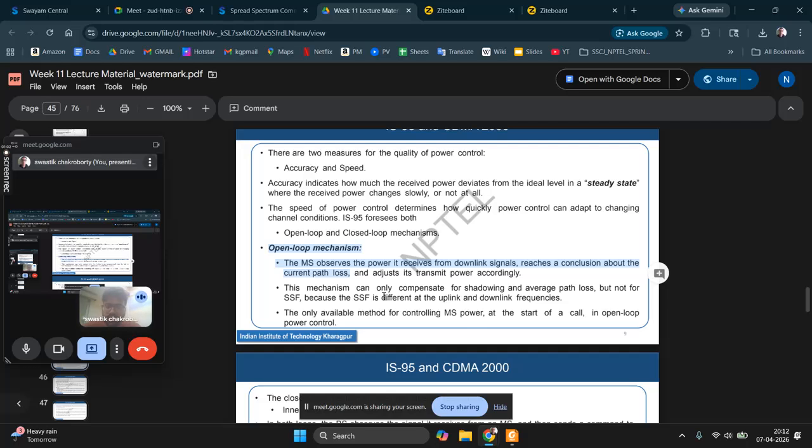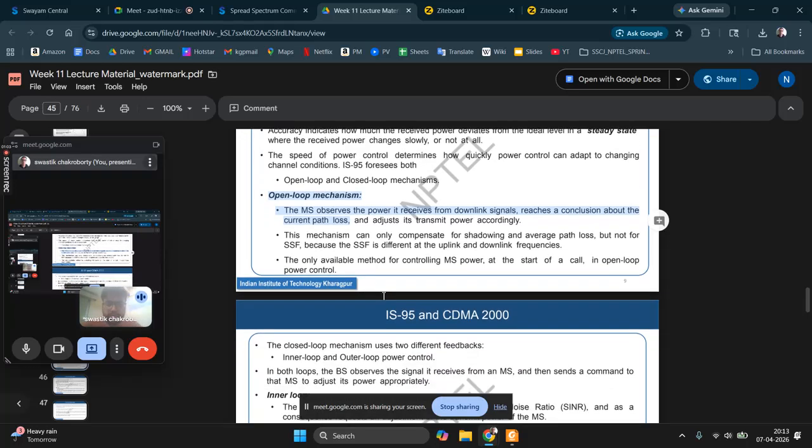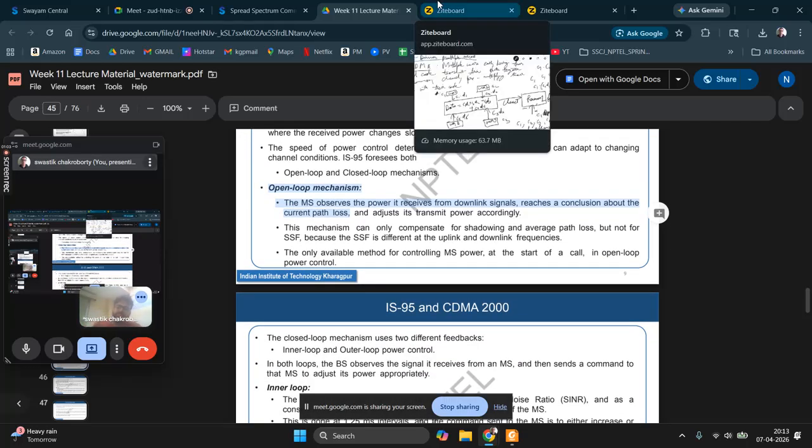So in the open loop mechanism, the MS observes the power it receives from downlink signals, reaches a conclusion about the current path loss, and adjusts its transmit power accordingly. So from the downlink signal, it will observe the path loss and the power, and it will adjust its transmit power accordingly. The only available method for controlling MS power at the start of a call is open loop power control.